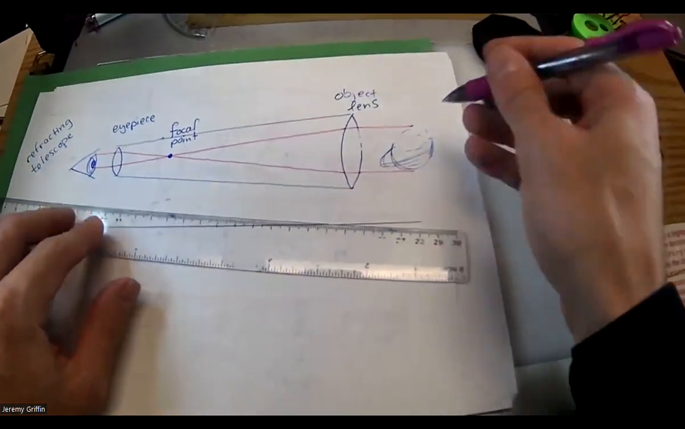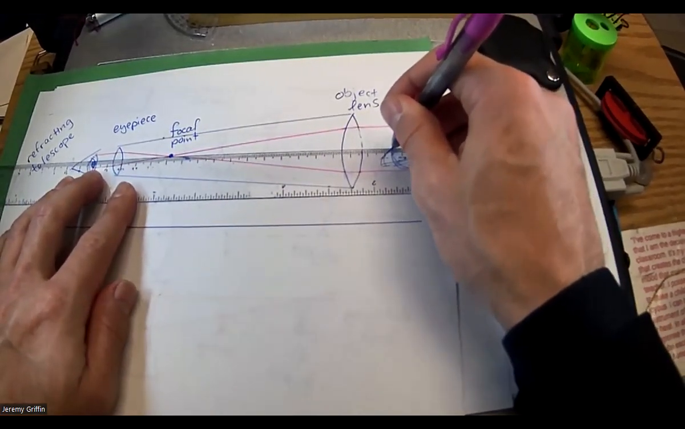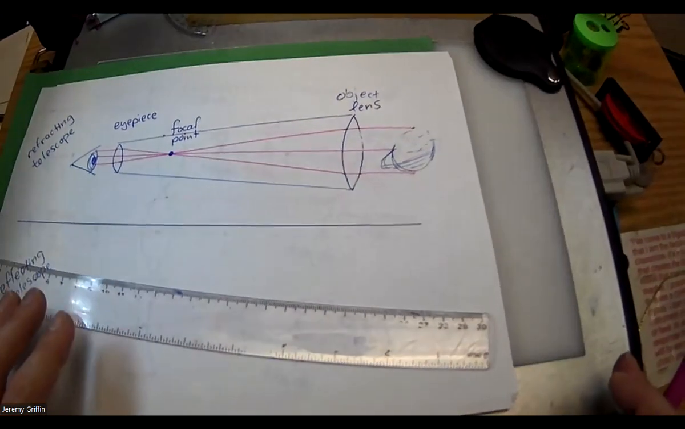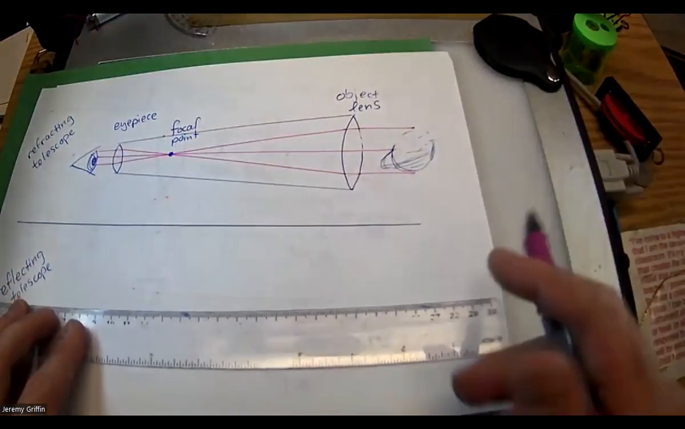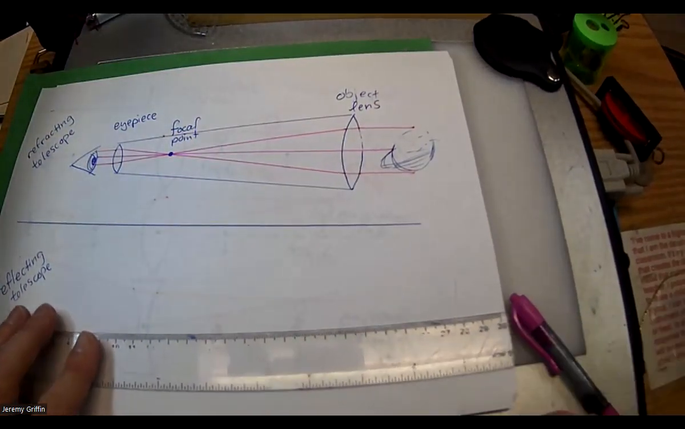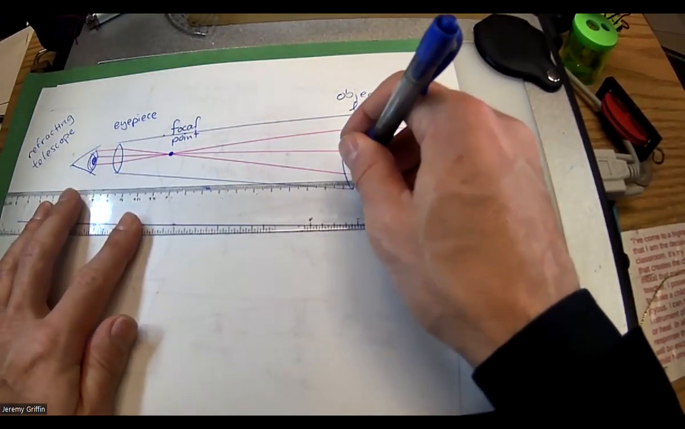eye. And if you want to, you can throw in a third one and say, what if one shoots straight through the middle? Well, that one won't refract at all. Like you guys saw yesterday with Snell's law, just 90 degrees to the surface, just straight through. I'll add a little bit more detail here.